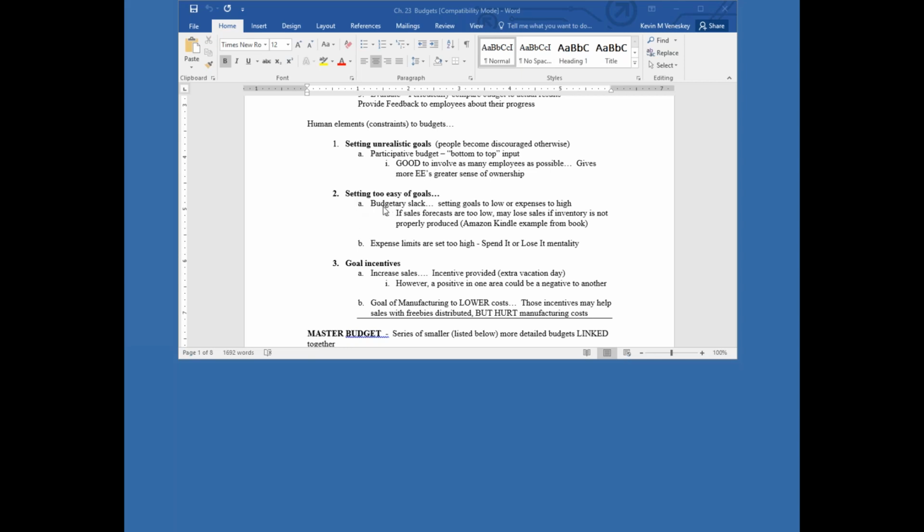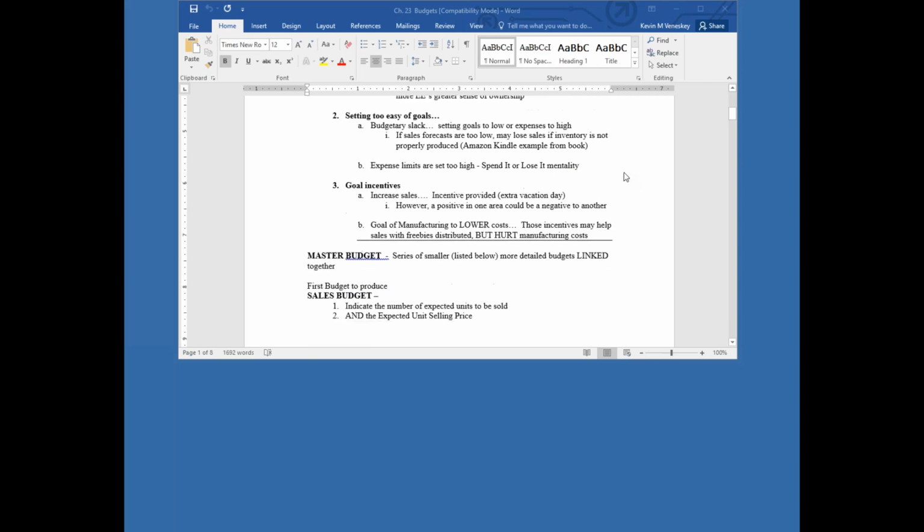But setting too easy of goals is either going to cause A, employees not to work as hard, or B, you could lose some sales. As in the example that's given in the book with the Amazon Kindle. They didn't plan for enough inventory, therefore sales were above what they had, so they had to lose out on some sales. People weren't willing to wait as long as was needed to make more new inventory.